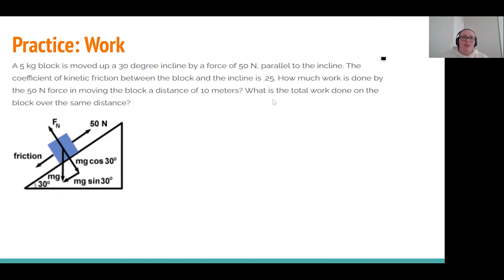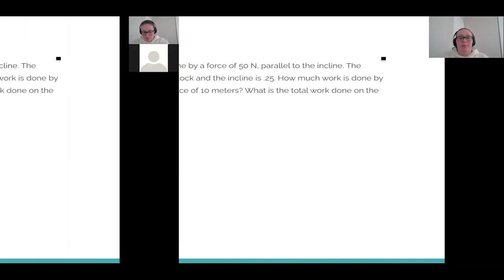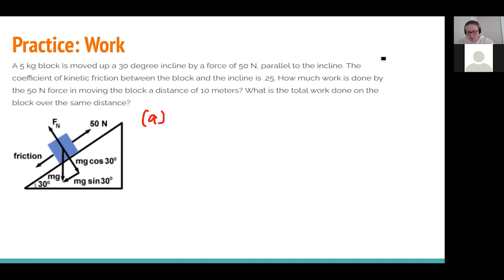And then the second question is, what is the total work done on the block over the same distance? So you know the distance is 10 meters, and you're going to look at this in 2 parts. First, what is the work done by the 50 Newton force? Second, what is the work done overall by all the forces acting on this block? And that's where we get kind of more into understanding what's acting on a block and in which direction. In part A, we're looking at the work done just by the 50 Newton force.